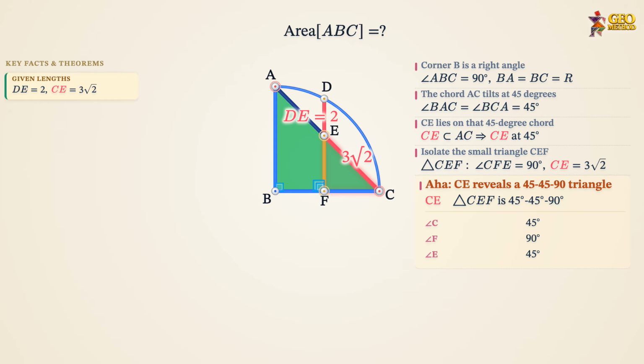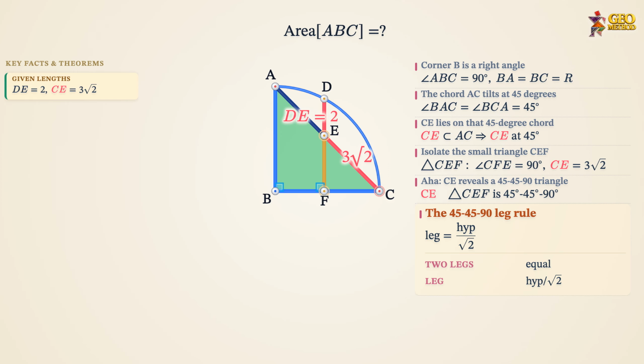Aha! The hypotenuse segment CE follows the 45-degree chord, while F is the right angle foot. So triangle CEF is a 45, 45, 90 triangle, and its equal legs can be read from the given hypotenuse. In any 45, 45, 90 triangle, the two legs are equal, and each leg is the hypotenuse divided by √2.